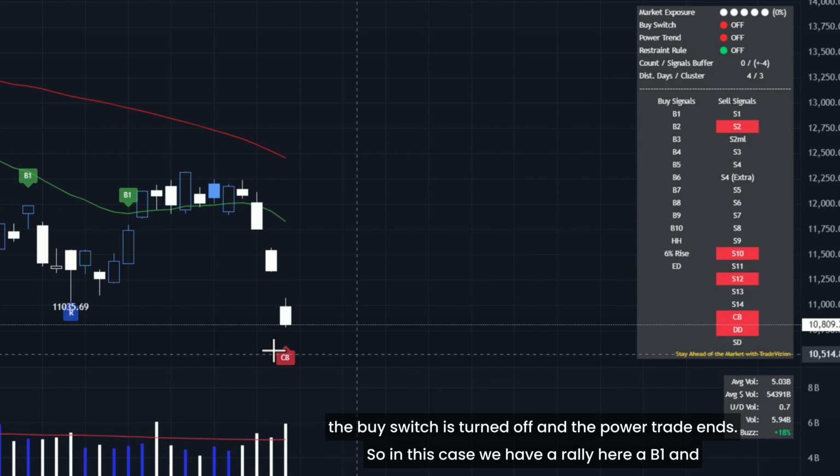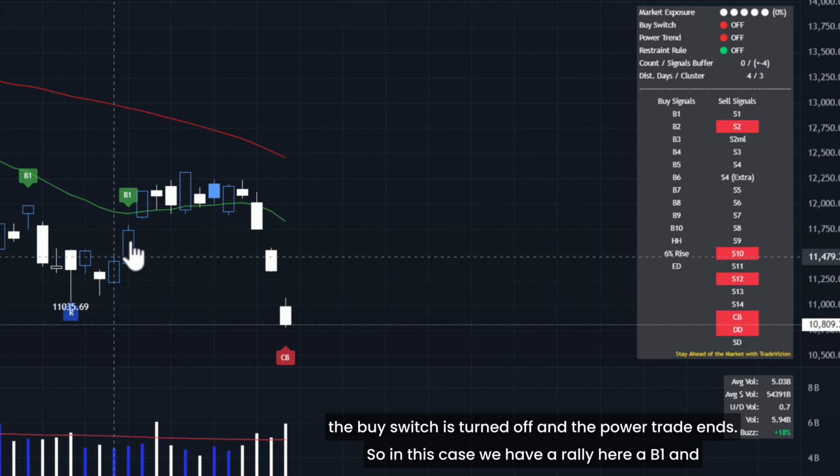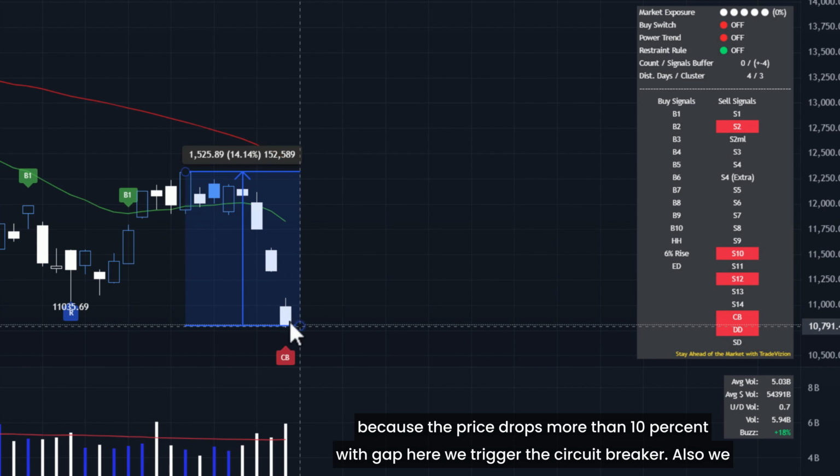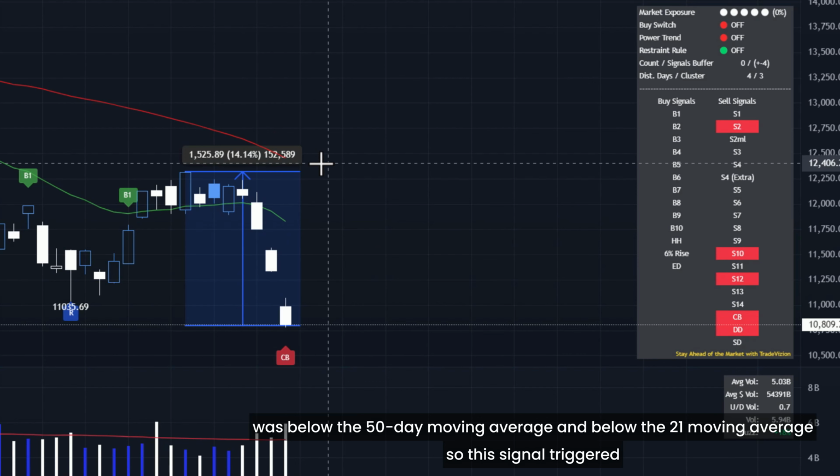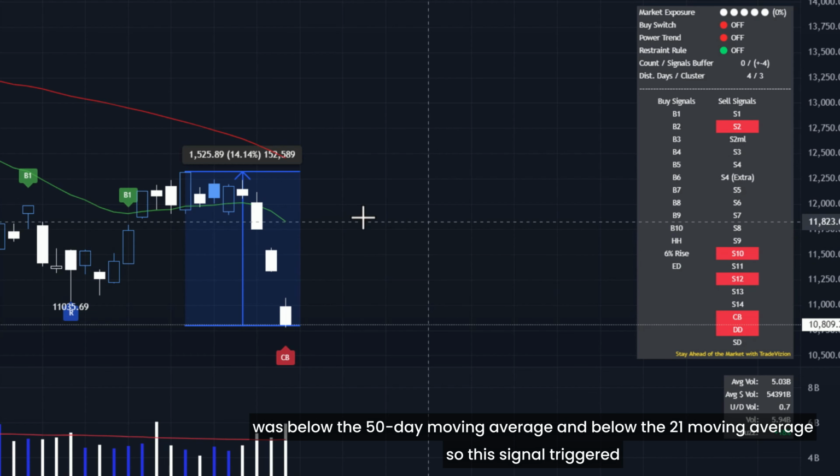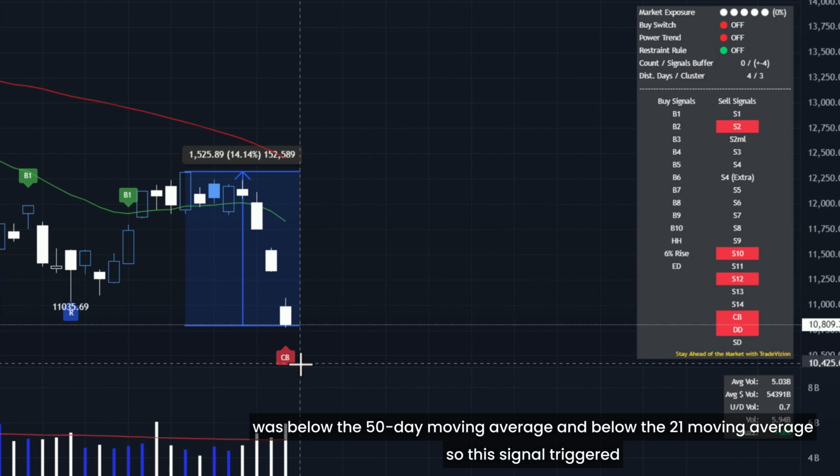So in this case, we have a rally here, a B1, and because the price drops more than 10% with a gap here, we trigger the circuit breaker. Also, we were below the 50-day moving average and below the 21 moving average, so this signal triggered immediately.